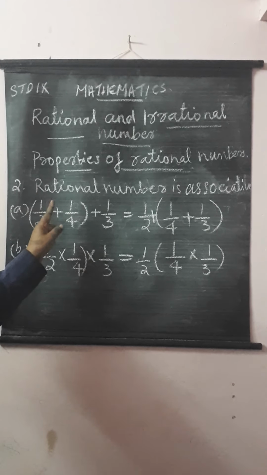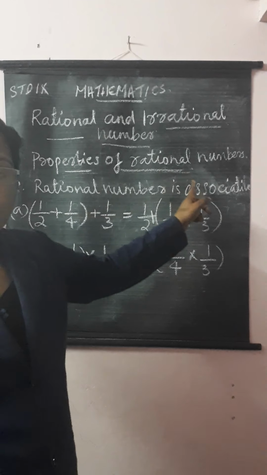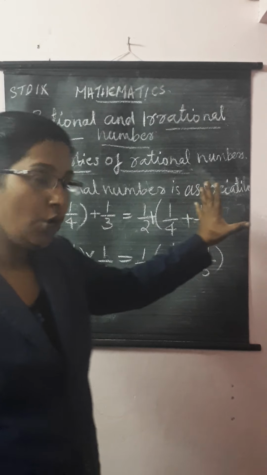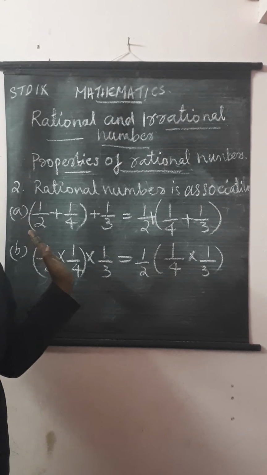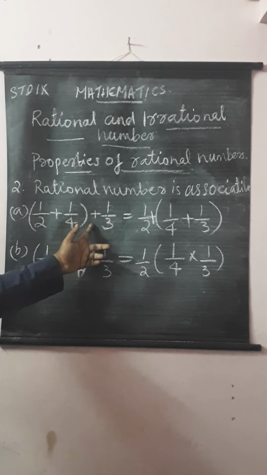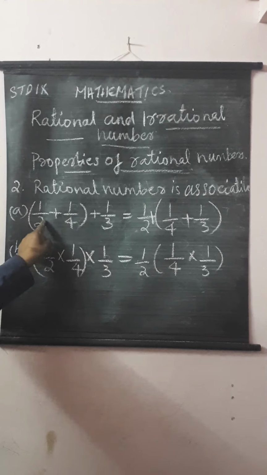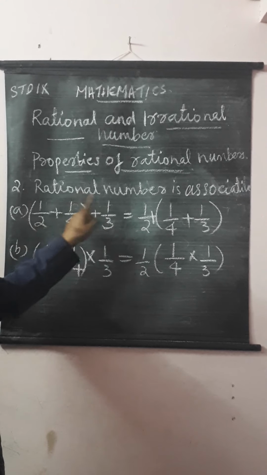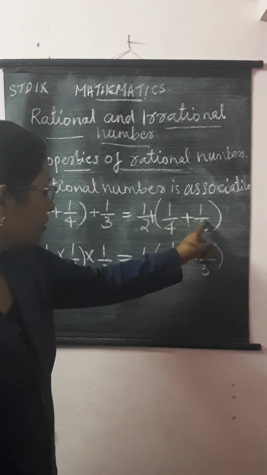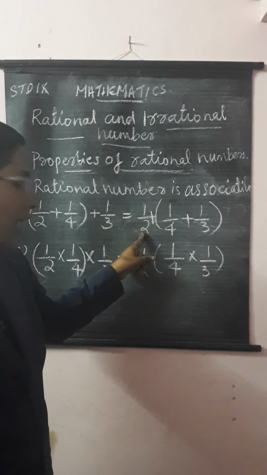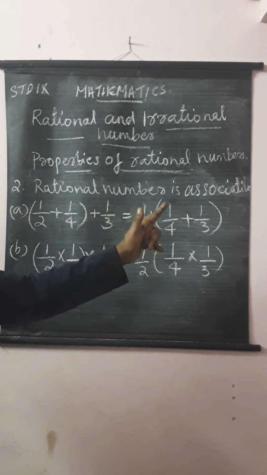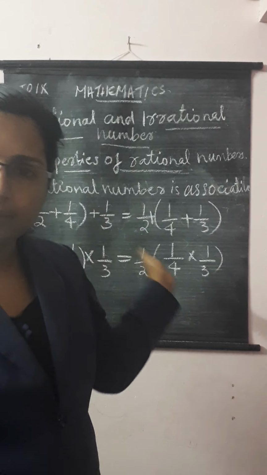The third property is that rational numbers satisfy the associative property. What do we mean by associative? If you are representing three numbers, the order is: first we add the first two numbers, then the third number. Similarly, we add the last two numbers and then add the first number. The answer will be the same. That is the associative property. You already learned this in your lower classes.